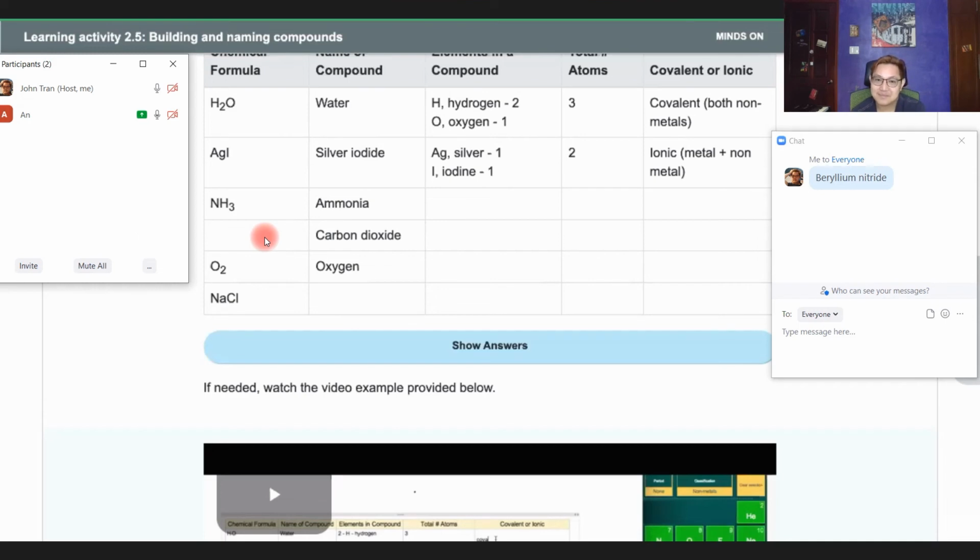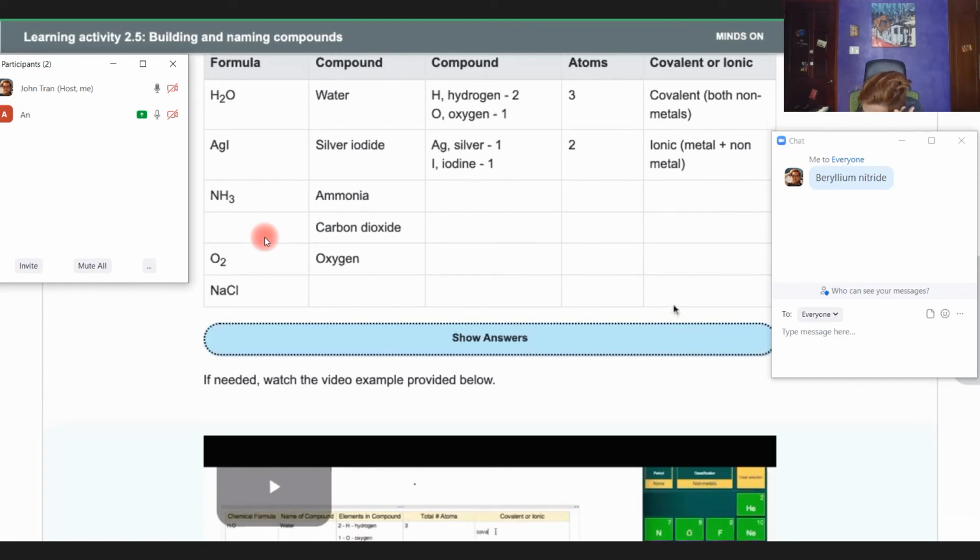So it's sodium chloride, right? One sodium, one chloride. So two atoms, covalent or ionic? Yeah, it's ionic, of course, because it's a metal and non-metal combination. Let's continue.